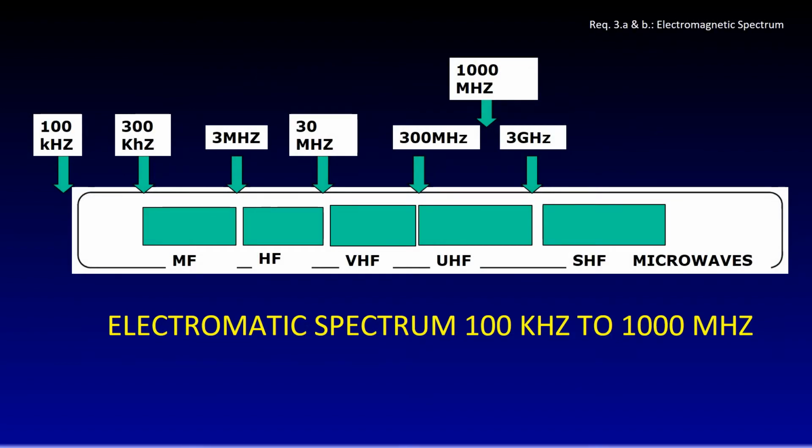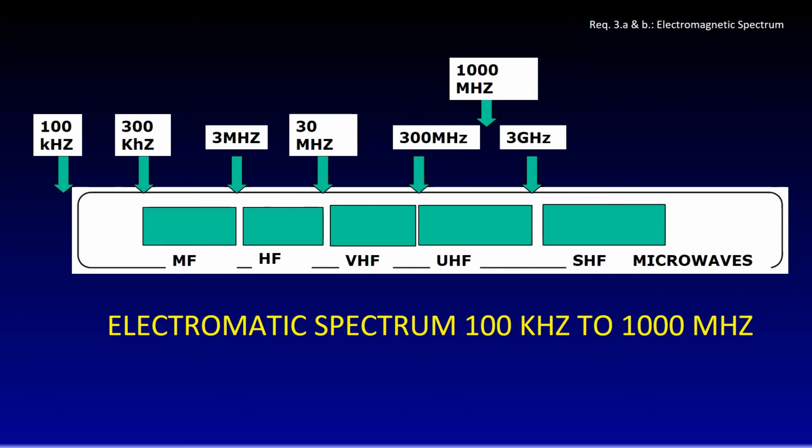As part of your requirements, you will need to answer in your workbook questions about the electromagnetic spectrum. They will ask you to draw a scale from 100 kilohertz to 1000 megahertz. Then you'll fill in the sections or bands for medium frequency, high frequency, very high frequency, ultra high frequency. They will also ask you to put in the microwave band.